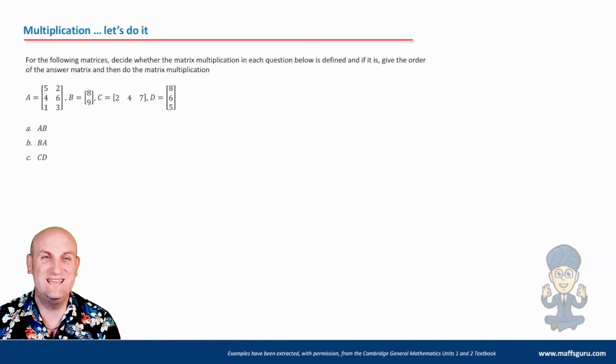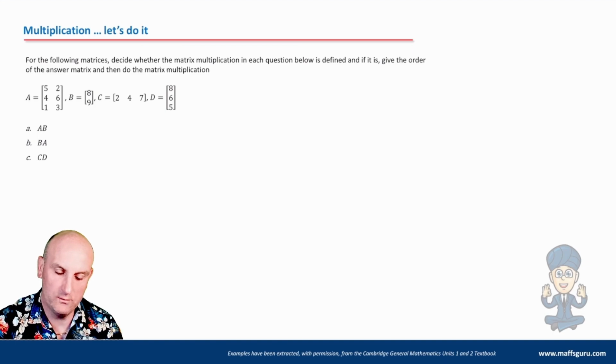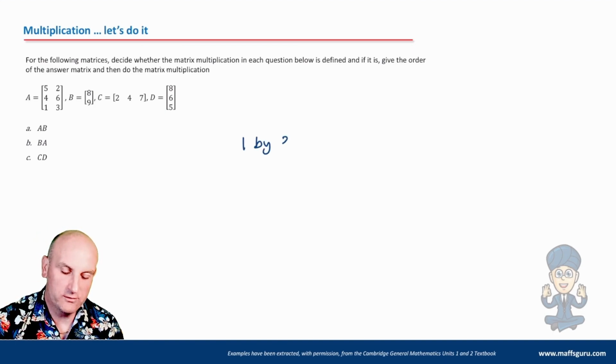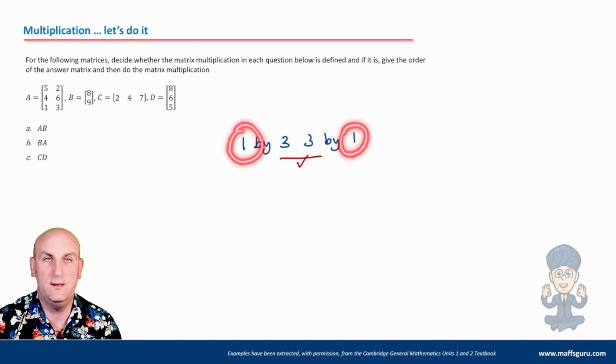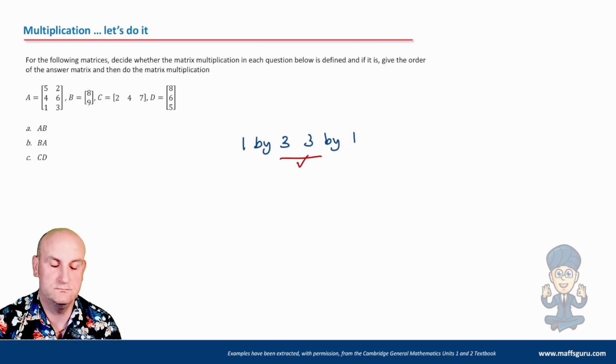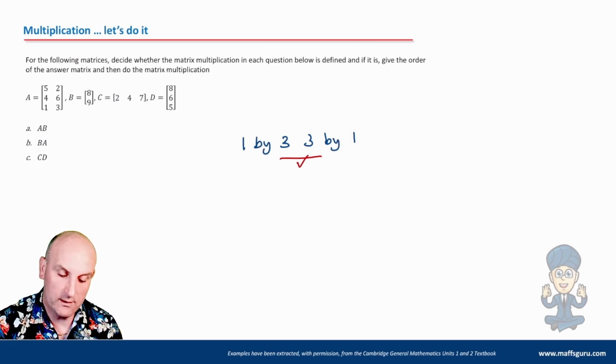What about this one? CD. Oh, those are the days, CDs. So what have we got? We've got a 1 by 3. And here we've got a 3 by 1. Ka-ching. Are they the same? Yes, so it is defined. What is the size of my outcome going to be? It's going to be a 1 by 1.